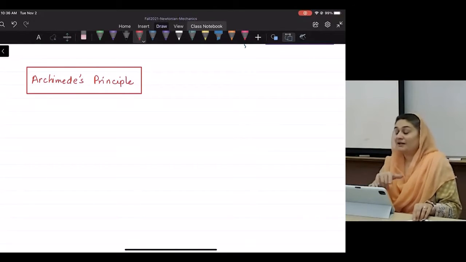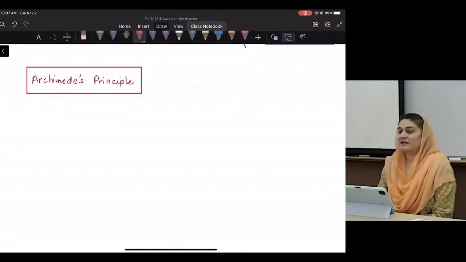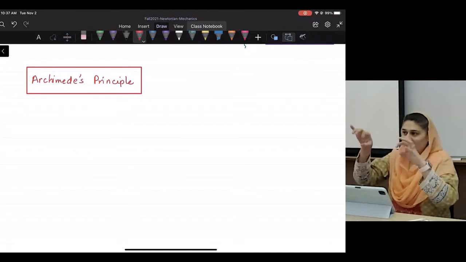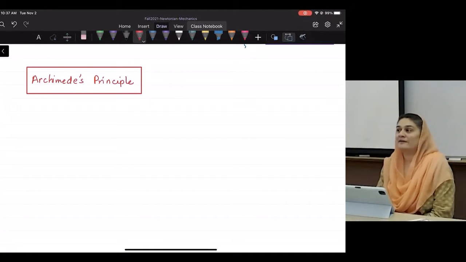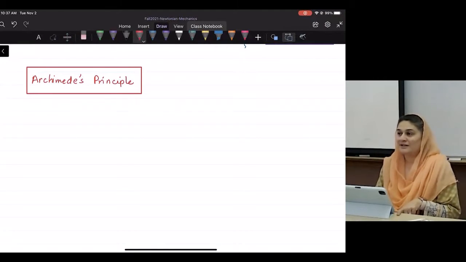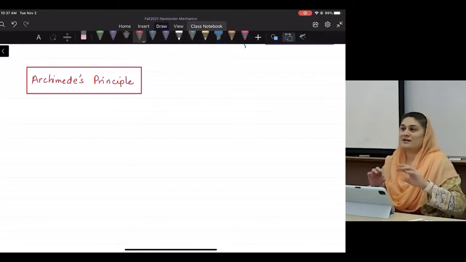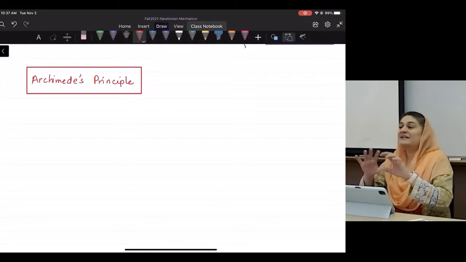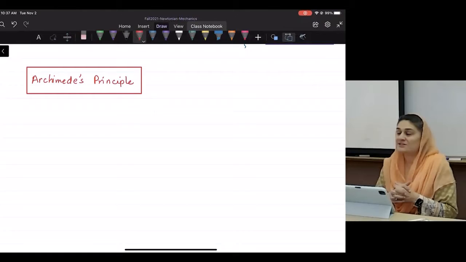Here's what happened, and that will lead us to Archimedes' principle. There was a king, and he did not trust his goldsmith. He ordered a crown to be made, and the crown had weird shapes, right? It had all these gems and everything. He wanted to figure out whether the goldsmith was actually putting pure gold in his crown, or was cheating him by putting in some brass or silver or something else into the mix.